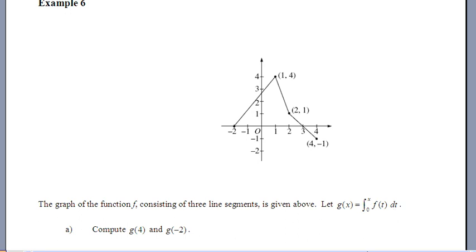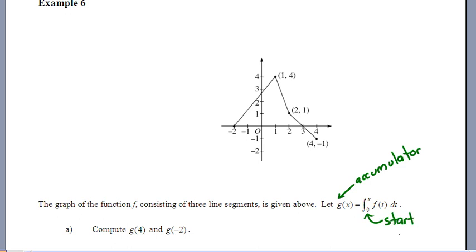Well, a couple things I'm noticing right away. g is some sort of chipmunk nut accumulator, like we talked about in the last lesson. And the nice thing is that this chipmunk seems to be starting its accumulation right at 0.